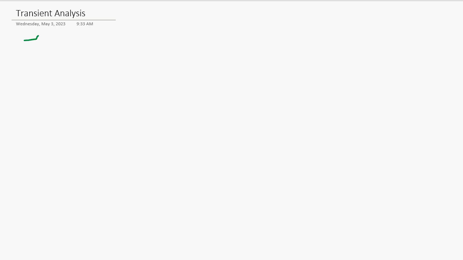The circuit is the simple one: R and C connected to a step function. So this step function goes from 0 to V, and what happens to this voltage?